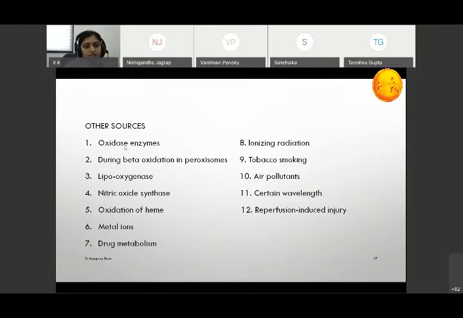The list is: first, oxidase enzymes; second, during beta oxidation in peroxisomes; third, lipoxygenase; fourth, nitric oxide synthase; fifth, oxidation of heme; sixth, metal ions; seventh, drug metabolism; eighth, ionizing radiation; ninth, tobacco smoking and air pollutants, certain wavelengths; and lastly, reperfusion induced injury. Now I'll see them one by one.